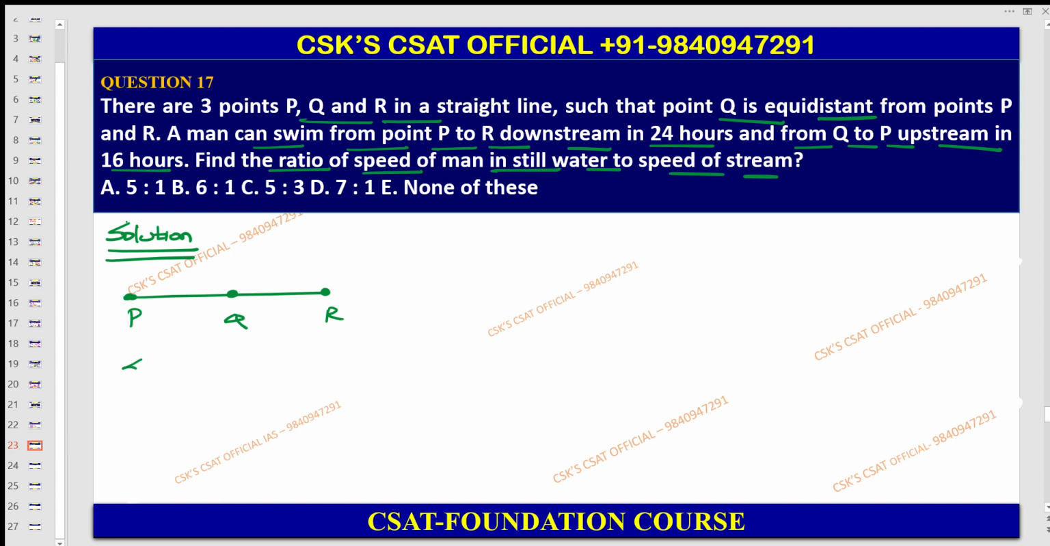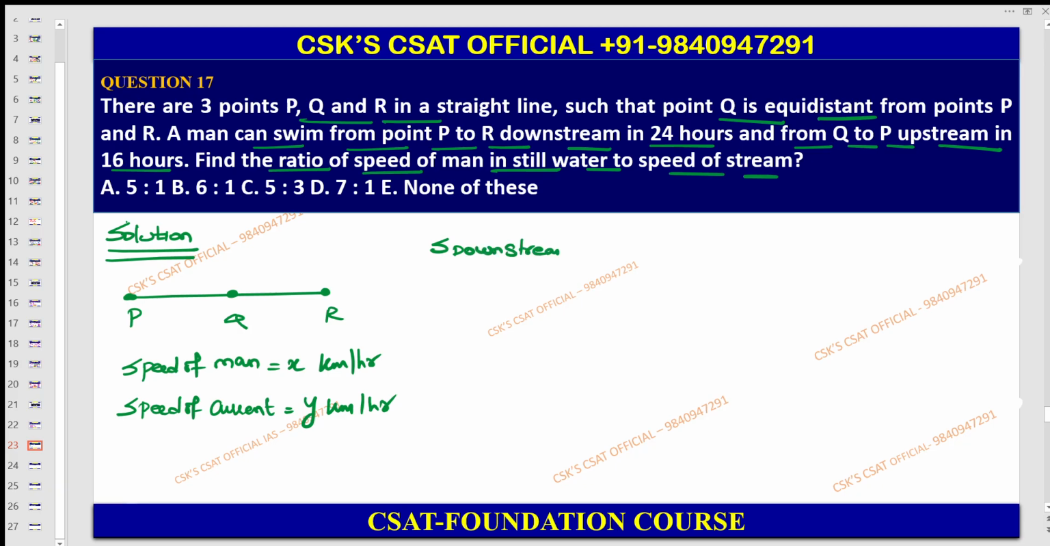So let us take the speed of the man as x. Man or boat or streamer, these are the words they will give you. Next, the speed of the current, they will give you as stream also, which is equal to y kilometer per hour. Then the speed of the downstream, as you know, is along the flow of the river. Therefore you need to add these: x plus y kilometer per hour.